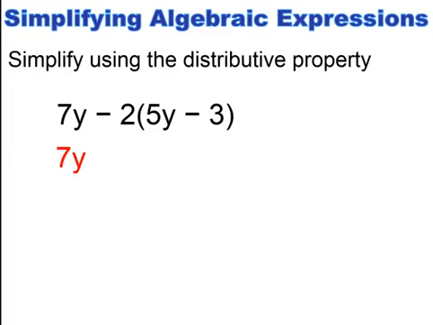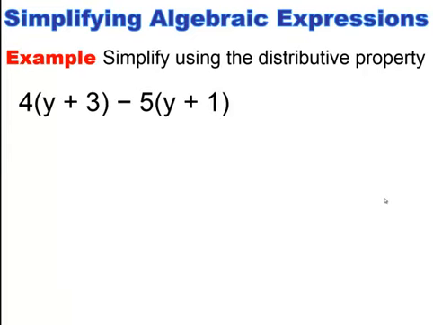So all you're doing is bringing the 7y down. You're distributing that negative 2. You end up with a negative 10y. Negative 2 times a minus, or negative, is going to change that to a plus 6. And now you're going to combine that 7 minus 10, and that's going to give you a negative 3y, and we're just bringing down the plus 6.